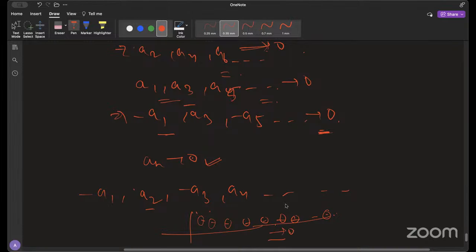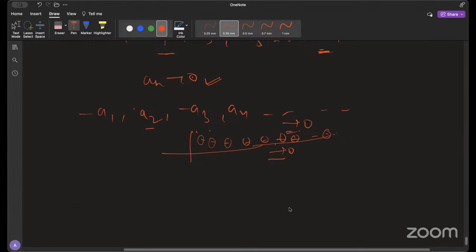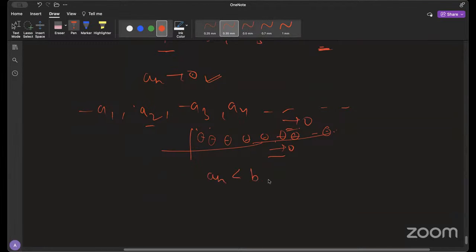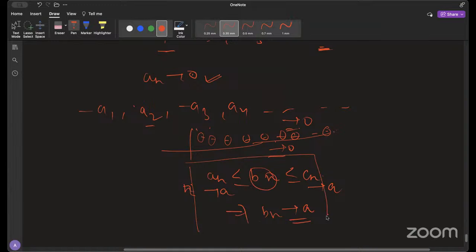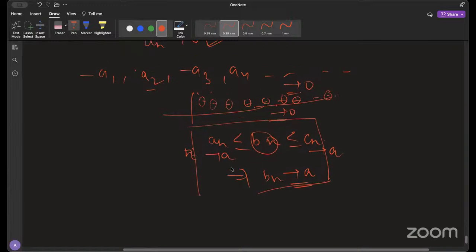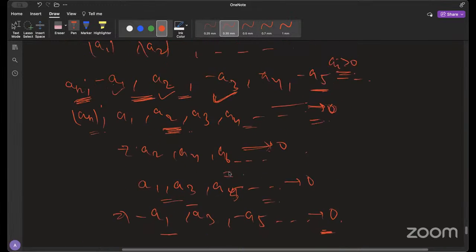Ma'am, can we say that the limit of the first and the last will be the same as the limit of the middle one? Are you talking about the sandwich principle? Yes. It says that if this thing tends to A and this thing also tends to A, then this implies that your b_n also tends to A. That's the theorem. You applied the sandwich rule in this one.